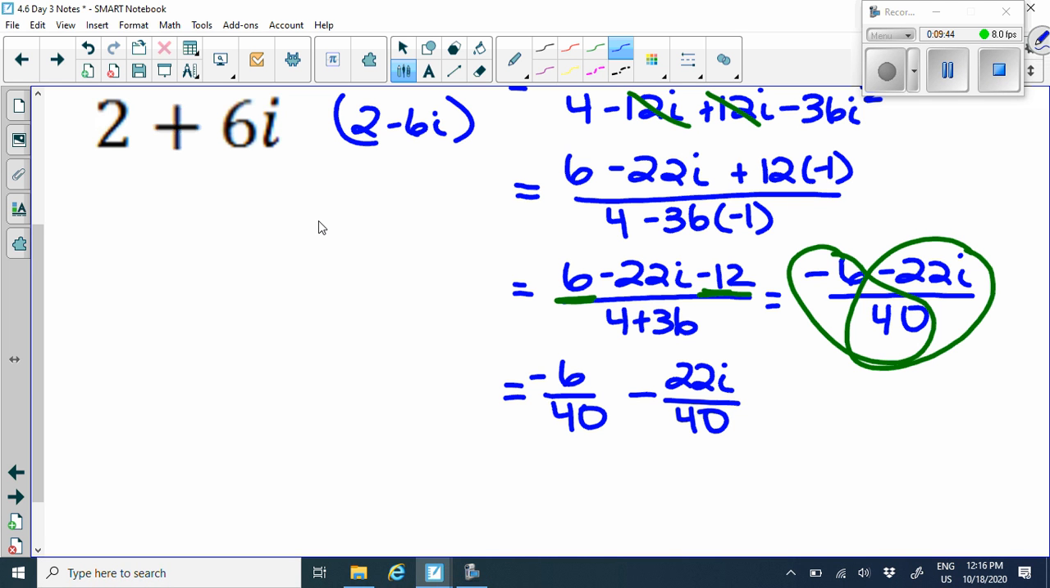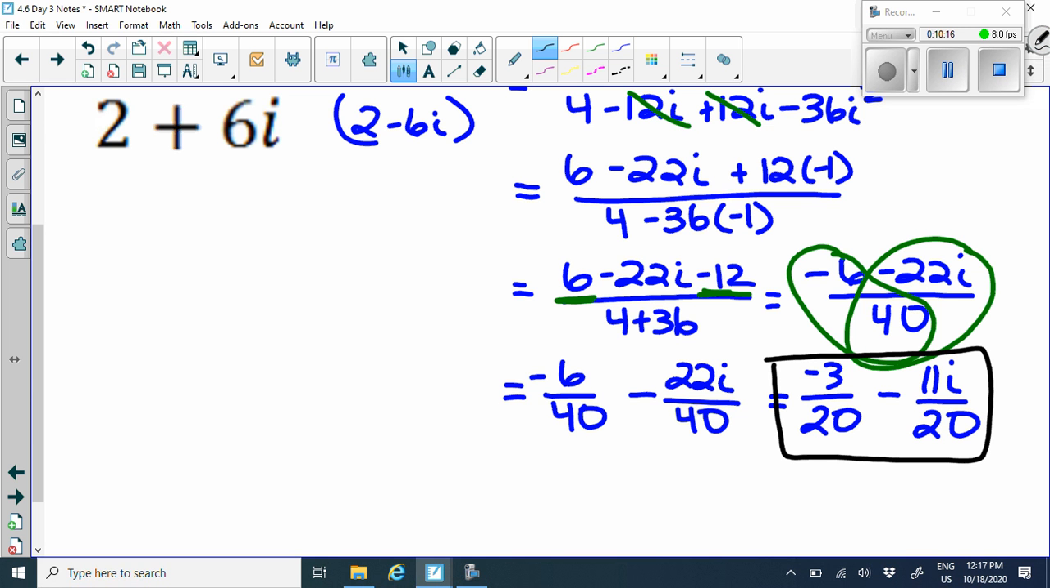Now, just like the last time, we need to see if we can simplify this just a little bit more. So when you think about 6 and 40, is there a number that can go into both of them? Yes, 2. So when we do negative 6 divided by 2, that gives me negative 3. And 40 divided by 2 gives me 20. Now, same thing with the 22 and 40. Is there a number that goes into both of them? Yes. Once again, it's 2. So I'm going to have negative 11i now, and then 40 divided by 2 gives me 20. So don't forget you need to simplify your fractions and put it in standard form. So my final answer here is going to be negative 3 over 20 minus 11i over 20.